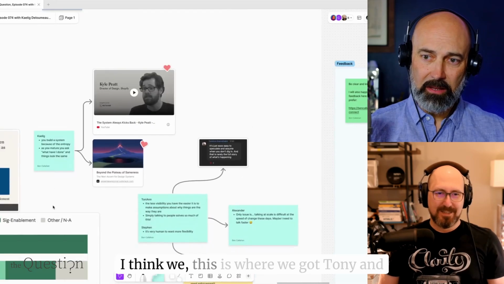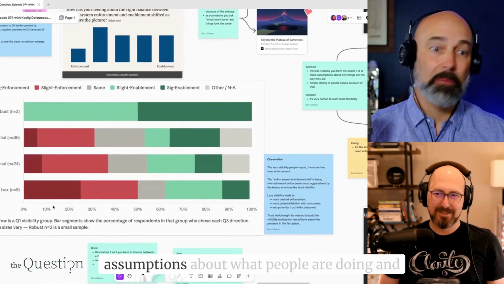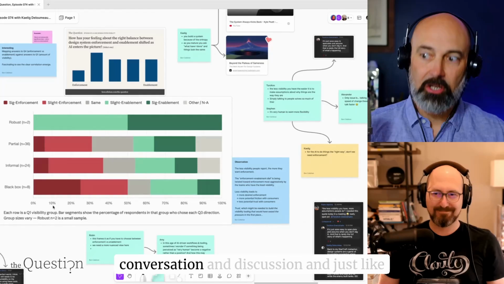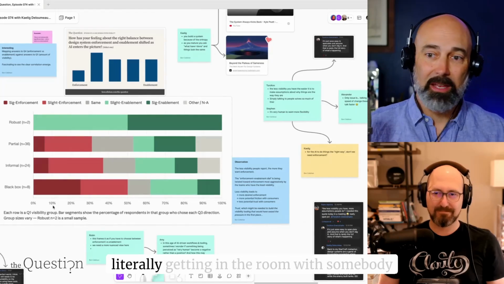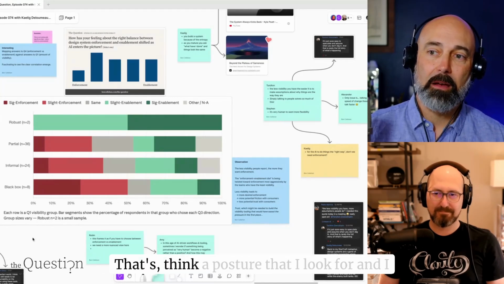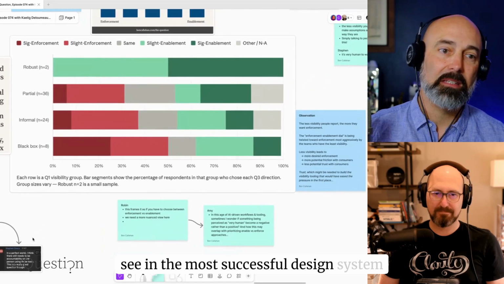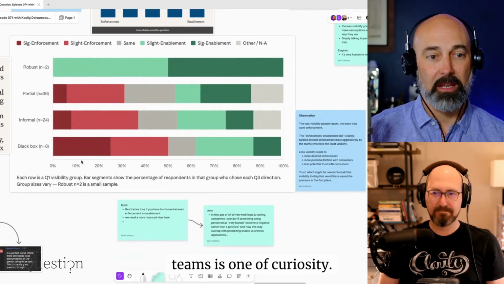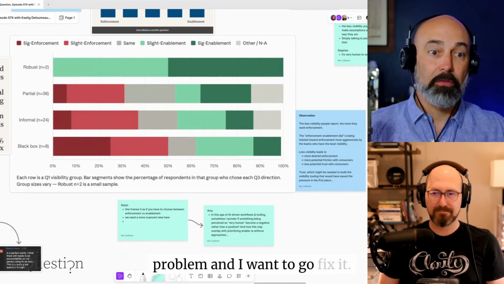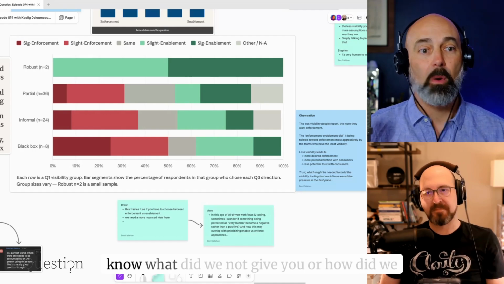And I think this is where we got Tony Ann chiming in and saying, hey, the less visibility you have, the easier it is to make assumptions about what people are doing and why. And so the idea of conversation and discussion and literally getting in the room with somebody and trying to have some empathy for them. That's a posture that I look for and I see in the most successful design system teams, one of curiosity. It's not, if you've deviated, there's a problem and I want to go fix it. It's, if you've deviated, what can I learn because you did? What did we not give you?